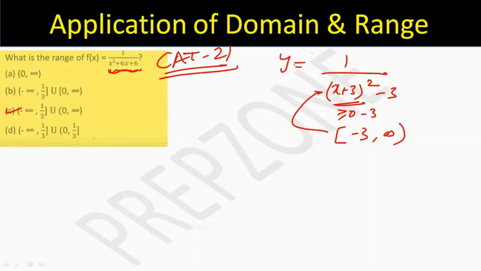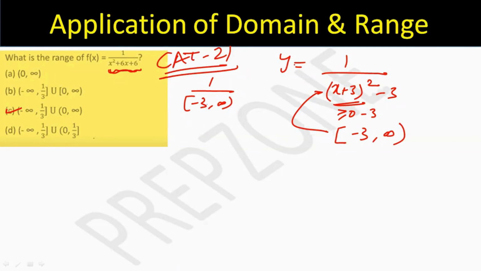Batao, yes, no? Waiting. Okay. So now all you have to do is visualize 1 upon something which is going from minus 3 to infinity. So let's break this thing into two parts, right? 0 bhi aayega, and some will be negative, some will be positive.